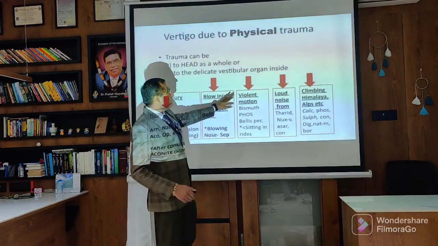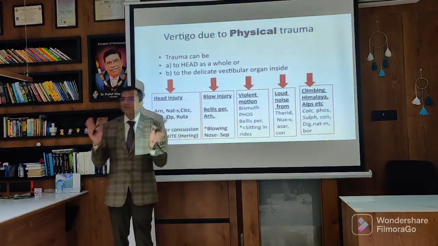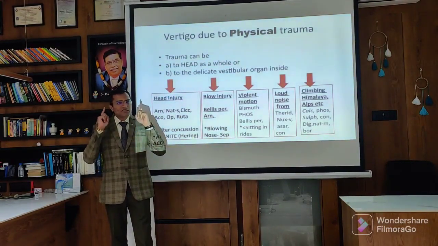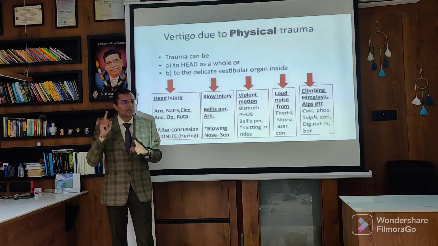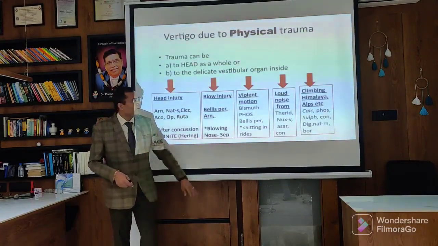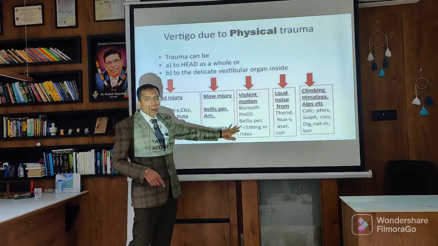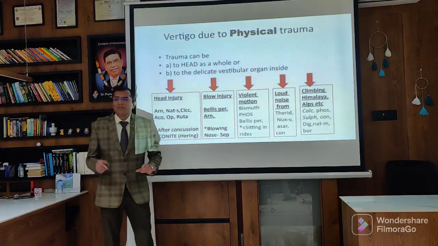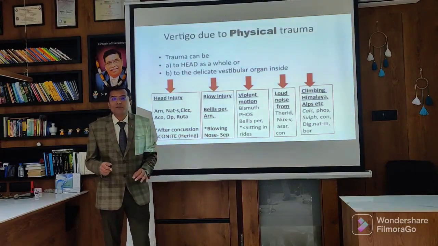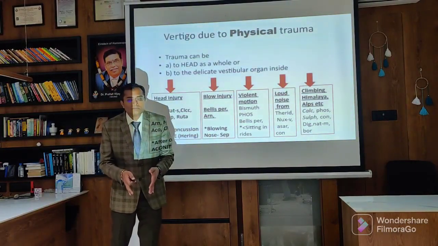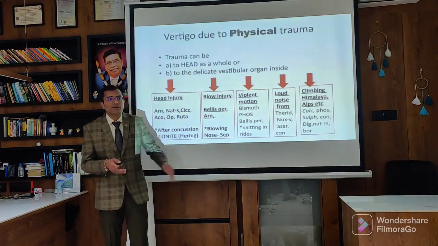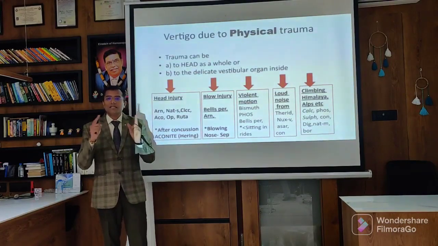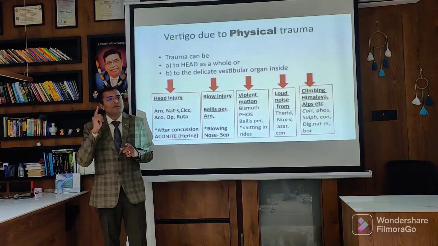Another thing. There are violent motions of the head or violent motions of the body, which cause a shaking sensation in the vestibular system, stimulating the vestibular system and causing vertigo. So when you find this, you can think of these remedies: bismuth, phosphorus, bellis perennis. Now you understand what bismuth is. Bismuth has the same fear of falling down, like borax. Borax and bismuth are the same remedy, where you have the feeling of falling down. So this creates the imbalance in the vestibular system.